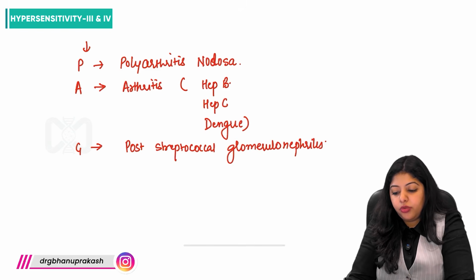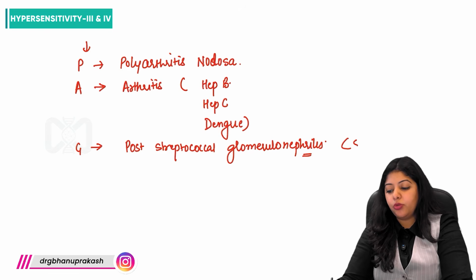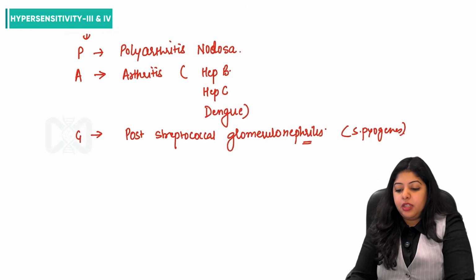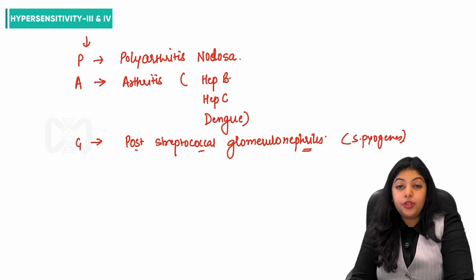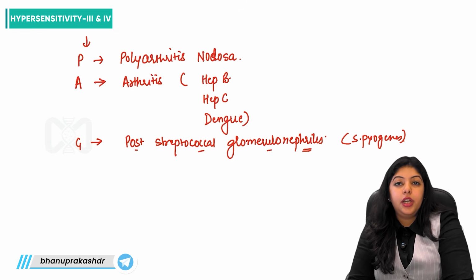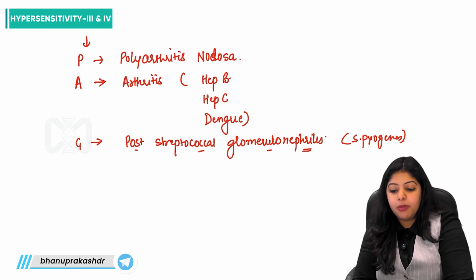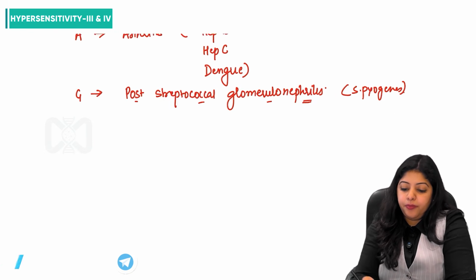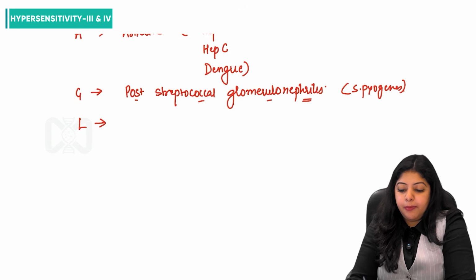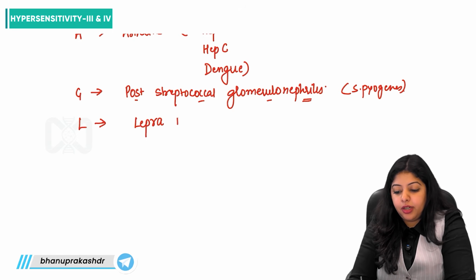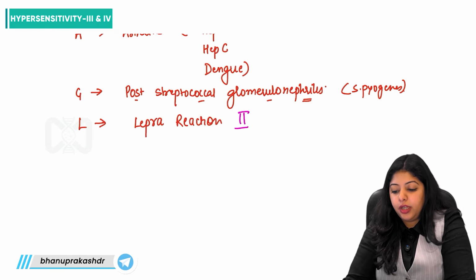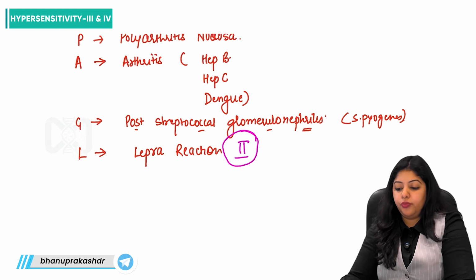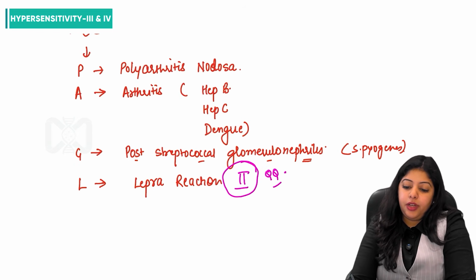And what is this post-streptococcal? Which infection is it? Streptococcus pyogenes, right? So it can be seen in post-streptococcal glomerulonephritis where there is deposition of immune complexes in the glomerular basement membrane, right? Then L stands for lepra reaction 2. Lepra reaction 2, right?